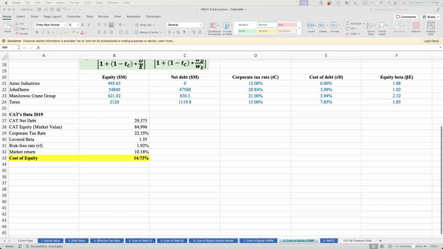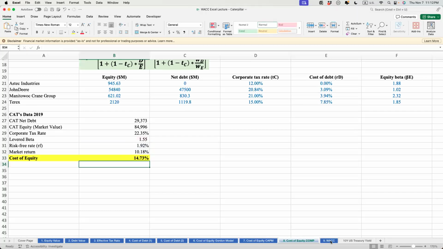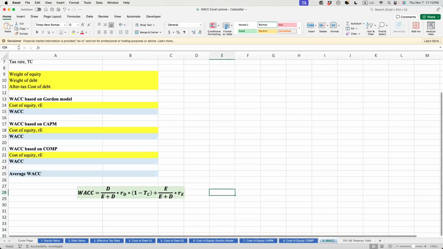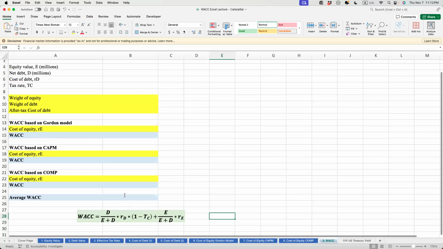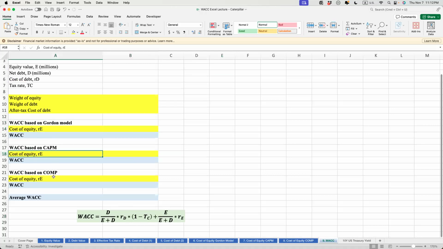Okay. We now have everything solved, and there's no other method I'm going to introduce here. So we're going to jump into the last step, which is the weighted average cost of capital calculation. For the WACC calculation, we just have to plug things into this formula. We estimated the cost of equity using three different methods, so we're going to end up with three WACCs. Eventually we can take an average, or you can pick whichever one you think is more reasonable.